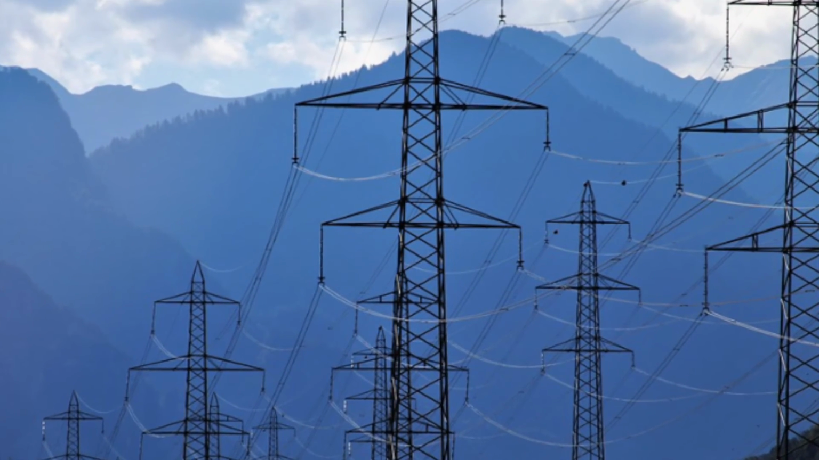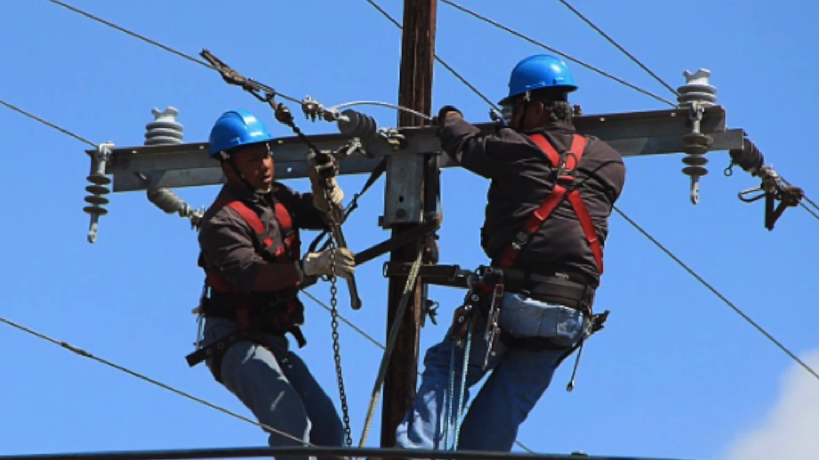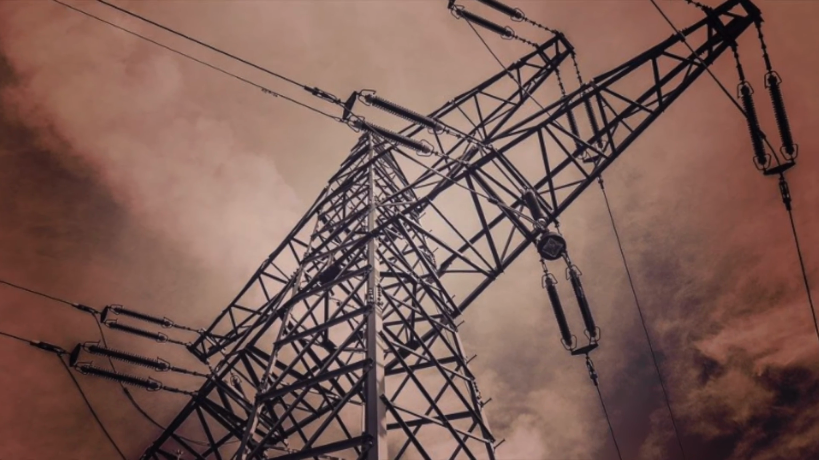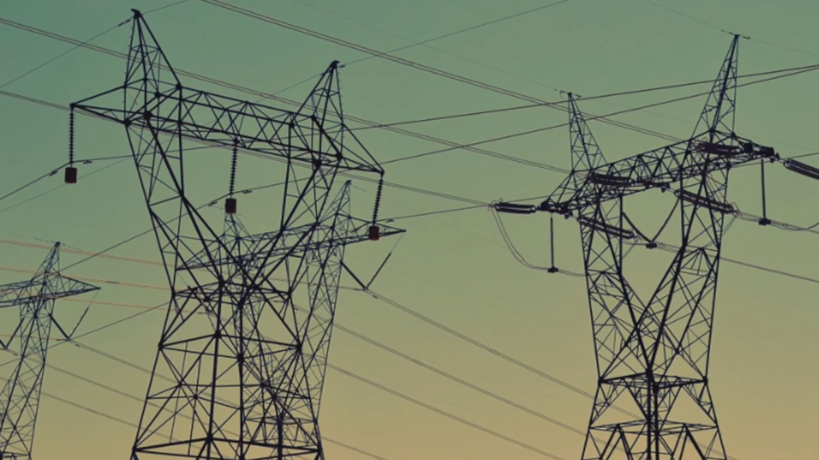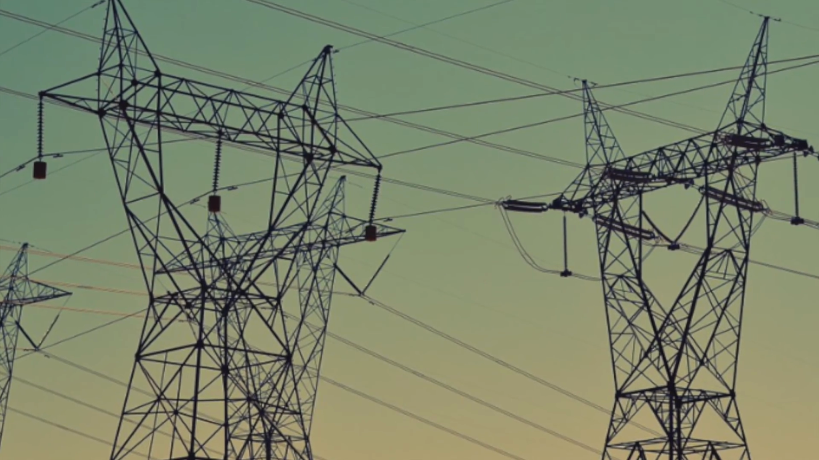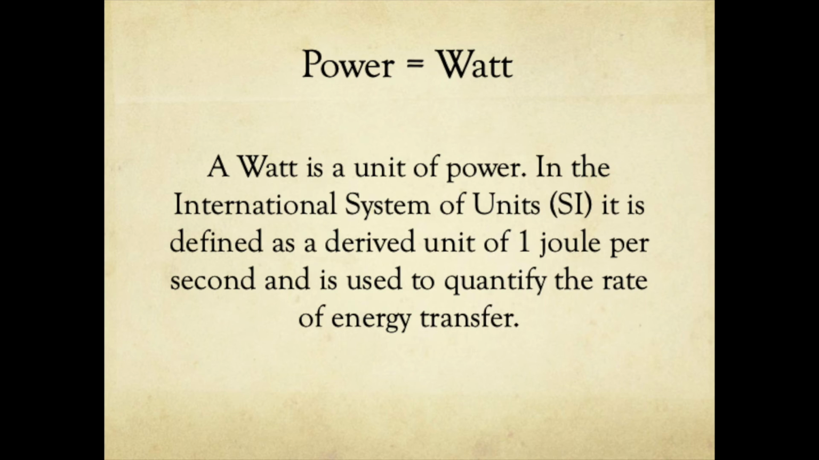Okay, as we already mentioned electricity, now we're going to take a look at how we measure power. And of course, power is measured in what we call a watt. So what is a watt? A watt is a unit of power for the metric system. It's defined as a derived unit of 1 joule per second and used to quantify the rate of energy transfer.